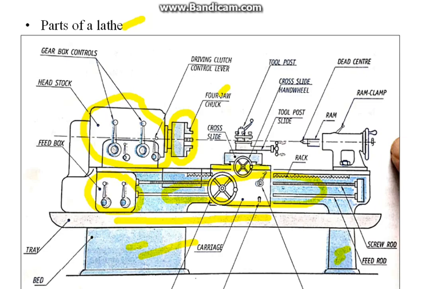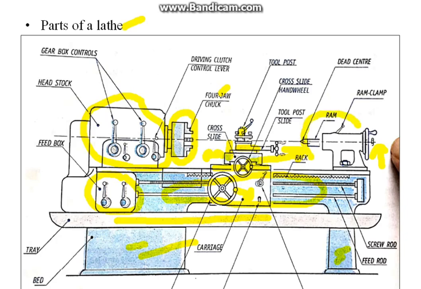This is the saddle. With the help of this handwheel, the saddle moves in the longitudinal direction. Longitudinal means parallel to the lathe axis. This is the cross slide. With the help of this handwheel, the cross slide moves perpendicular to the lathe axis. This is the compound rest. And this is the tool post. More than one cutting tool you can place or hold.